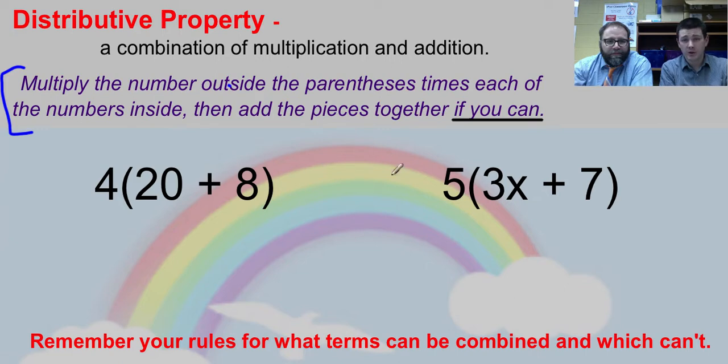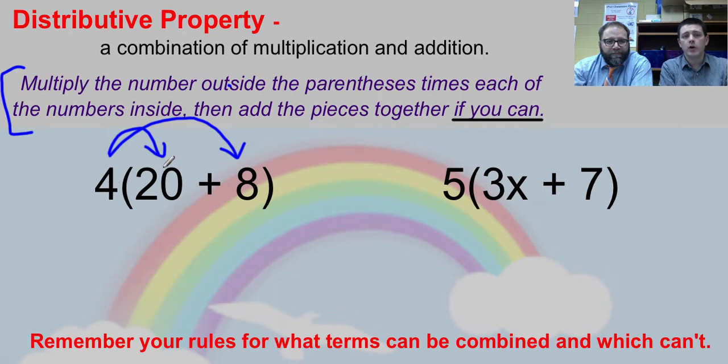You'll notice my really dorky rainbow backgrounds here. It's for a reason. We call the distributive property the rainbow method, because what we're going to do is take the number on the outside times each of the pieces on the inside. Now, I know we know how to do 20 plus 8 is 28 and then multiply by 4, but I want to see, can we use the distributive property to get the same answer? So we're going to do it both ways.